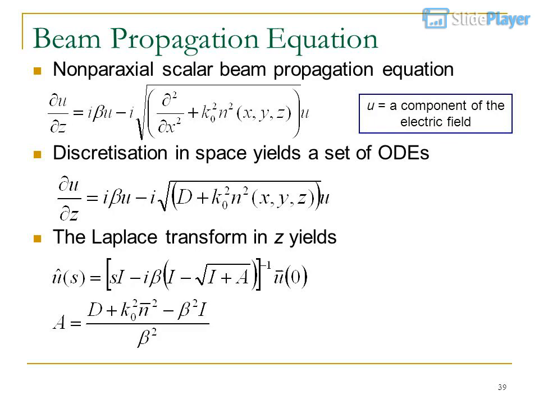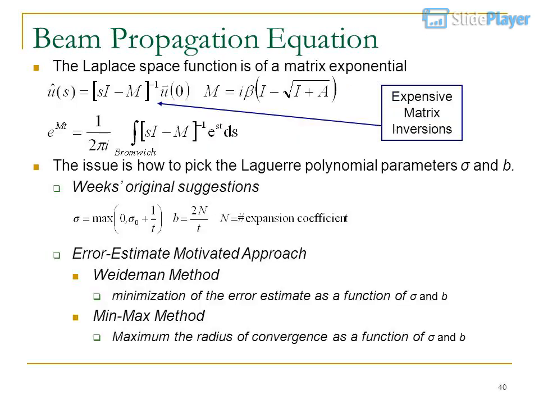Beam propagation equation. The non-paraxial scalar beam propagation equation. Discretization in space yields a set of ODEs. The Laplace transform in z yields U, equal to a component of the electric field. The Laplace space function is a matrix exponential. The issue is how to pick the Laguerre polynomial parameters sigma and b.